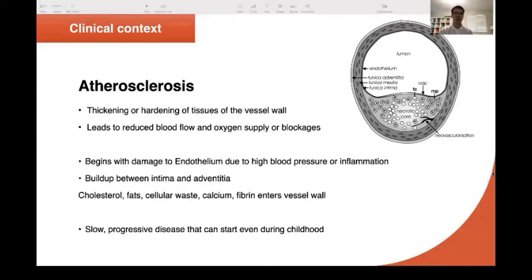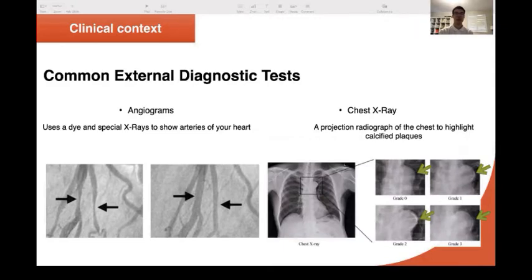Buildups can occur between the intima and adventitia layers of the blood vessel with materials such as cholesterol, fats, cellular waste, calcium, and fibrin. This is a slow, progressive disease that can start even during childhood and affects a large population. So common diagnostic tests for this disease are usually external.